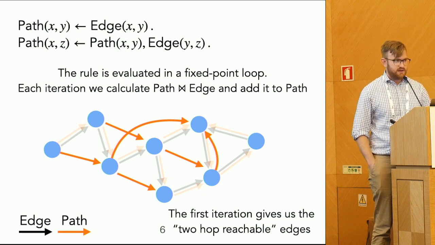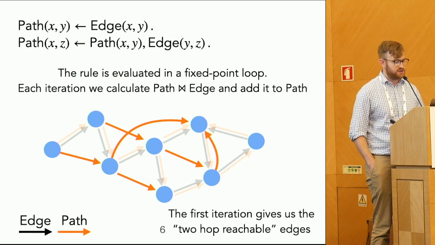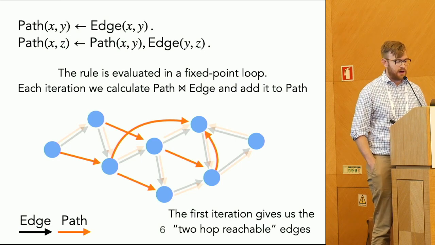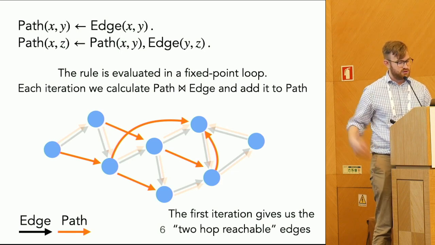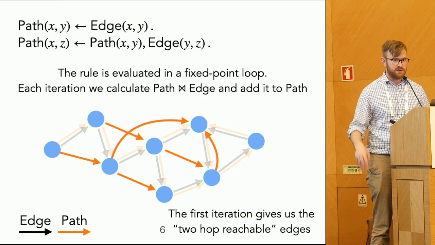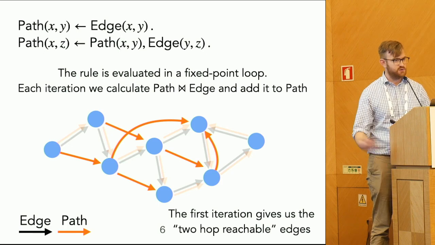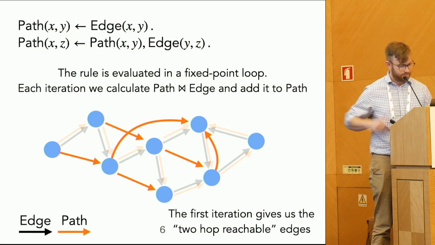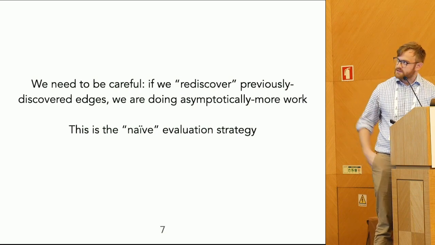So the second rule is going to be evaluated in a fixed point loop. And the idea is that every iteration of the loop, we're going to join path and edge. We're going to get some new transitive paths, and we're going to join those into path as well. So the first iteration, for example, will give us the 2-hop edges, and then 3-hop edges, and 4-hop edges, and then eventually we'll hit a fixed point just because the number of possible edges and transitive edges in the graph is finite.